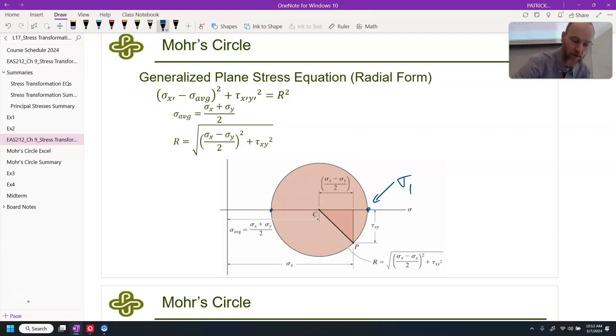You take the center of the circle and subtract the radius. That's going to give you your minimum normal stress. That's sigma 2.